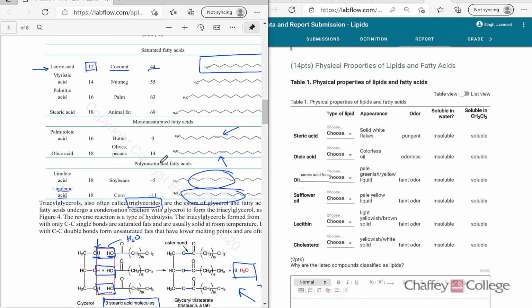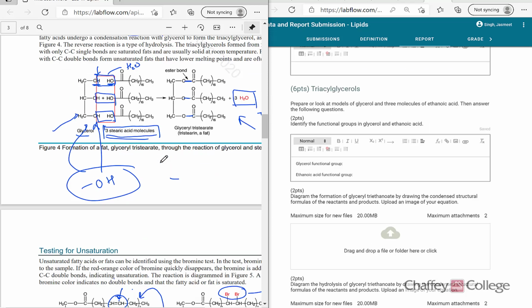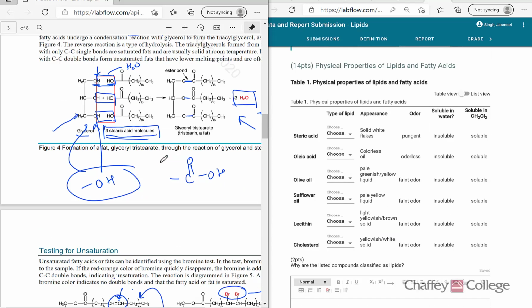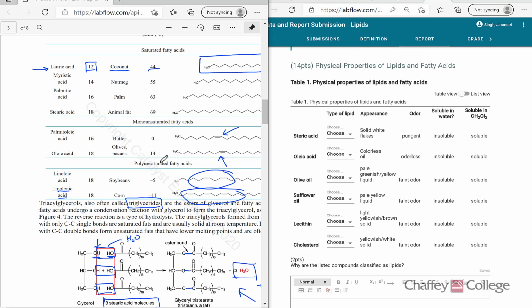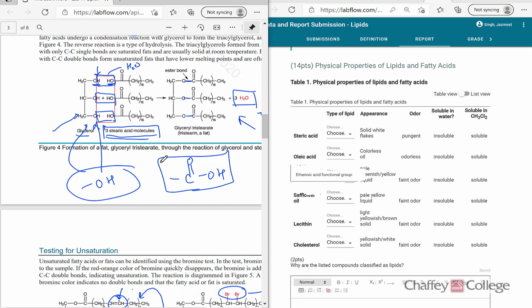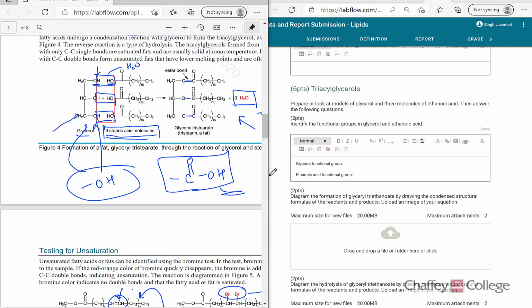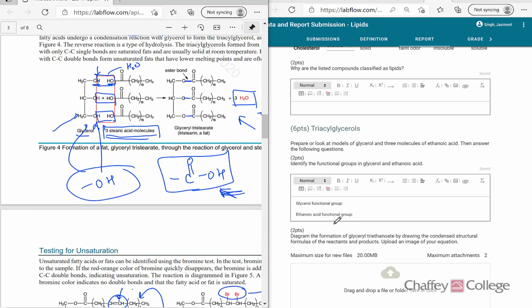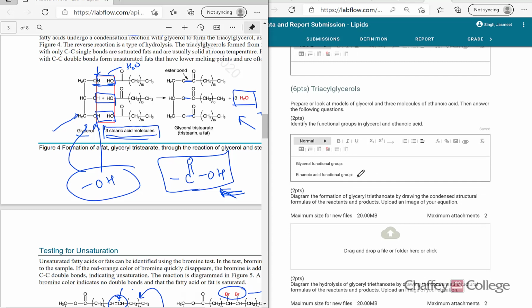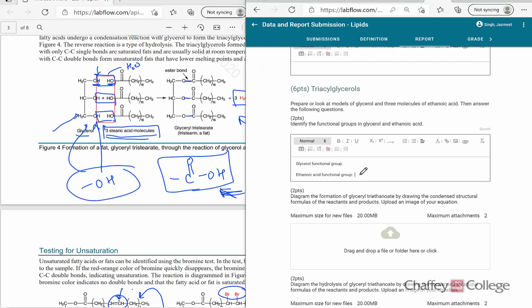In ethanoic acid, we are using stearic acid here, and remember, all organic molecules which have the COOH functional group are classified as acids. So you need to write the name of this functional group which is found in ethanoic acid. It is found in all organic acids, so write the name of that functional group.